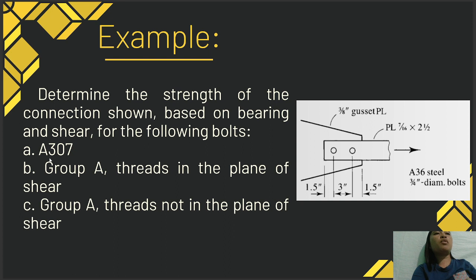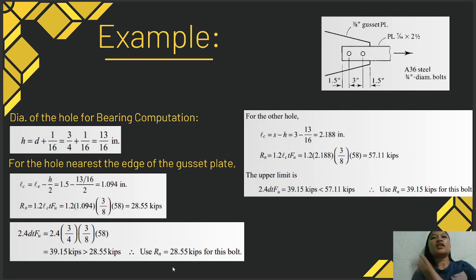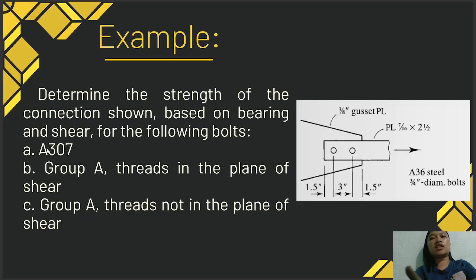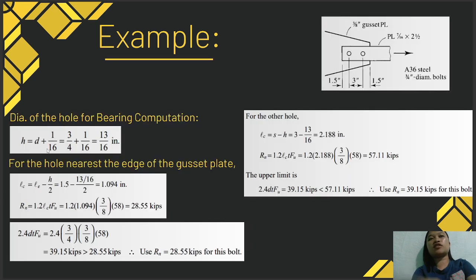We have bolts nga A307, then bolts nga group A, which is ang threads in the plane of shear, and another group A, pero yung threads kay wala sa plane of shear. So this is the solution. First is i-identify sa nato ang hole para ma-solve nato yung bearing computation. Kaya problem, atong pagkitaon ang bearing strength o ang shear strength.